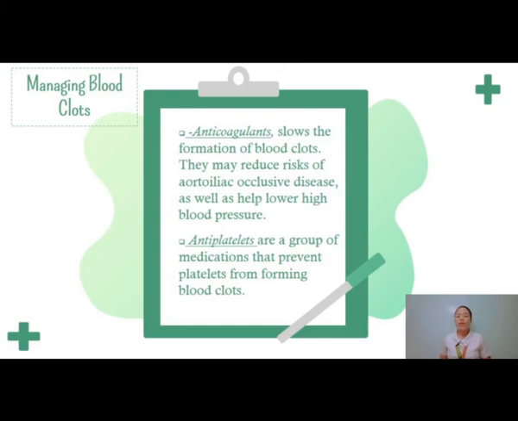Doctors may prescribe anticoagulant or antiplatelet medication to reduce blood clotting and increase blood flow. Anticoagulants are blood thinners which slow the formation of blood clots. They may reduce risk of the aortoiliac disease as well as help lower the blood pressure. But side effects include bleeding and bruising. Now the antiplatelets are a group of medication that prevents platelets from forming a blood clot.